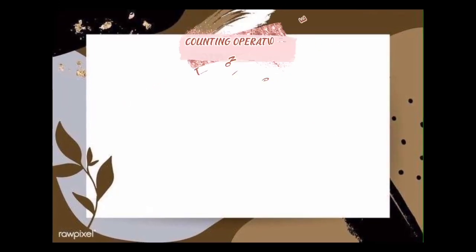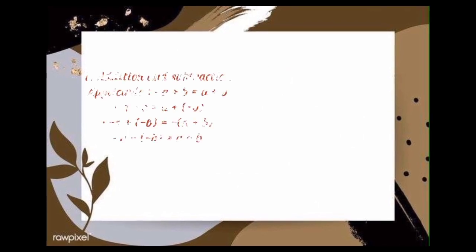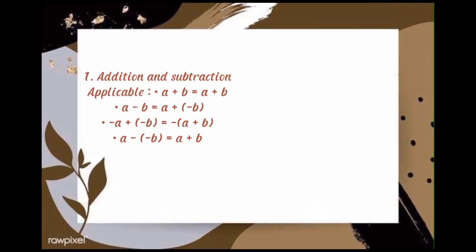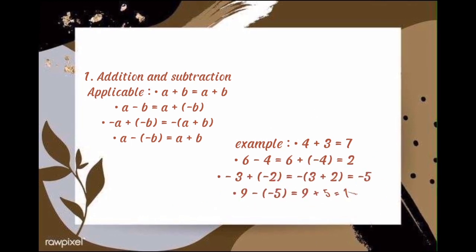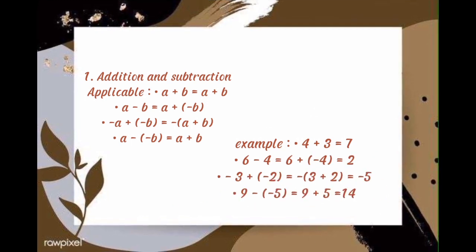Next, counting operations on integers. First, addition and subtraction. These arithmetic operations apply as follows. First, a plus b equals a plus b. Second, a minus b equals a plus negative b. Third, negative a plus negative b equals negative in brackets a plus b. Fourth, a minus negative b equals a plus b.